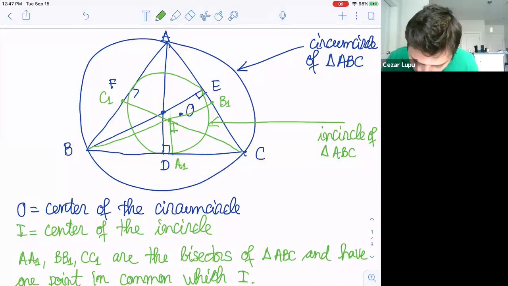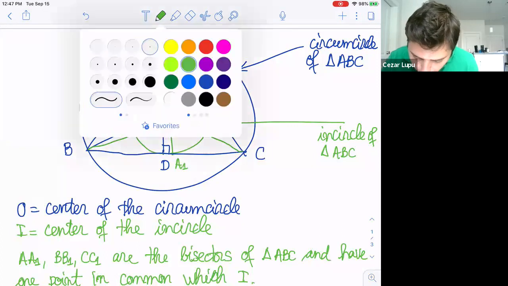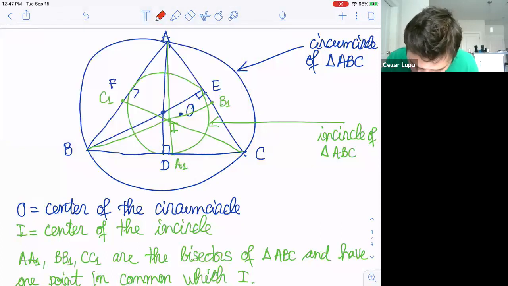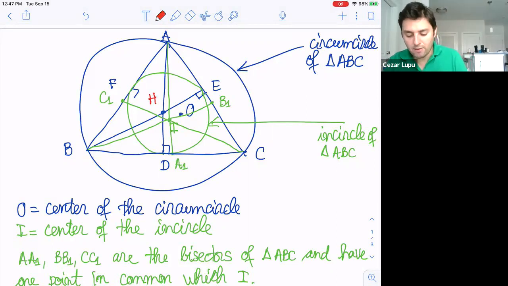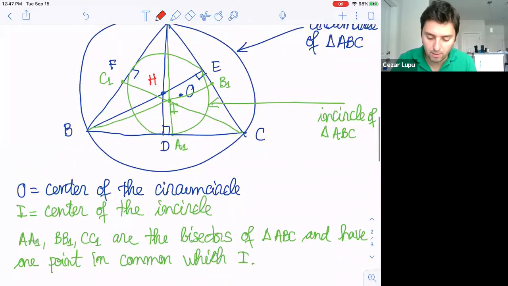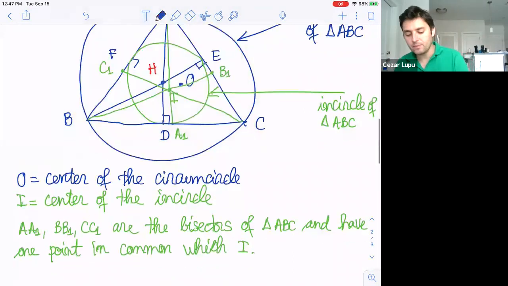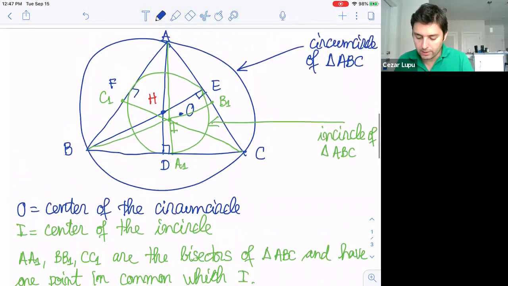Okay, let me denote this H. Let me put it somewhere right here. So we have this H, we have this I, we have this O. There's one point missing. I'll explain immediately. But now I would like to say a few things.